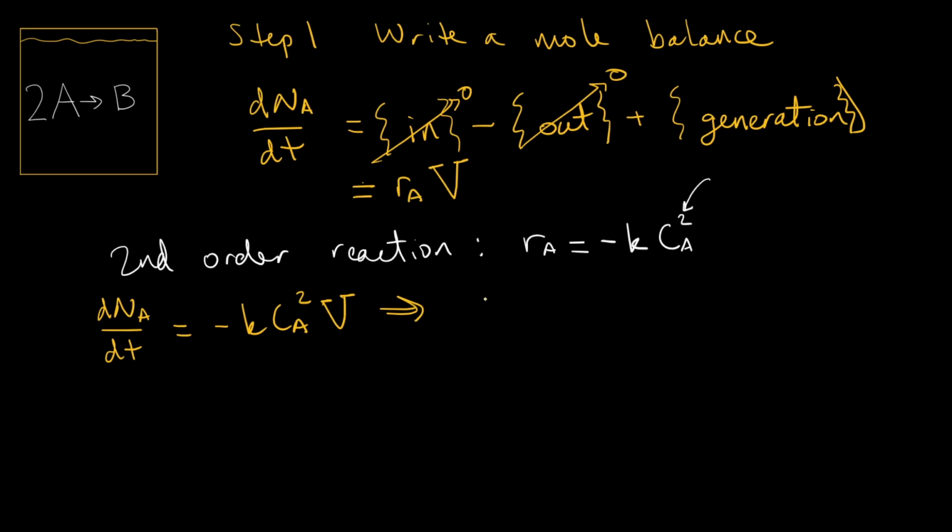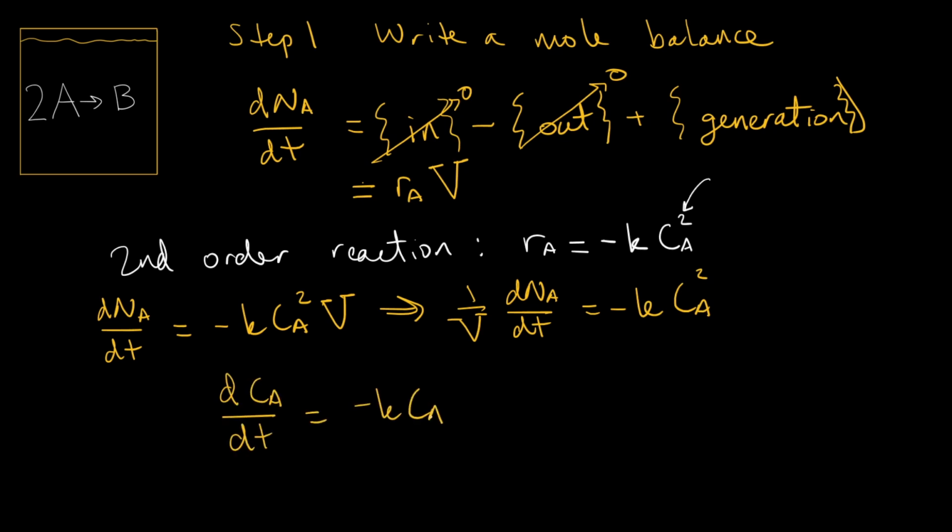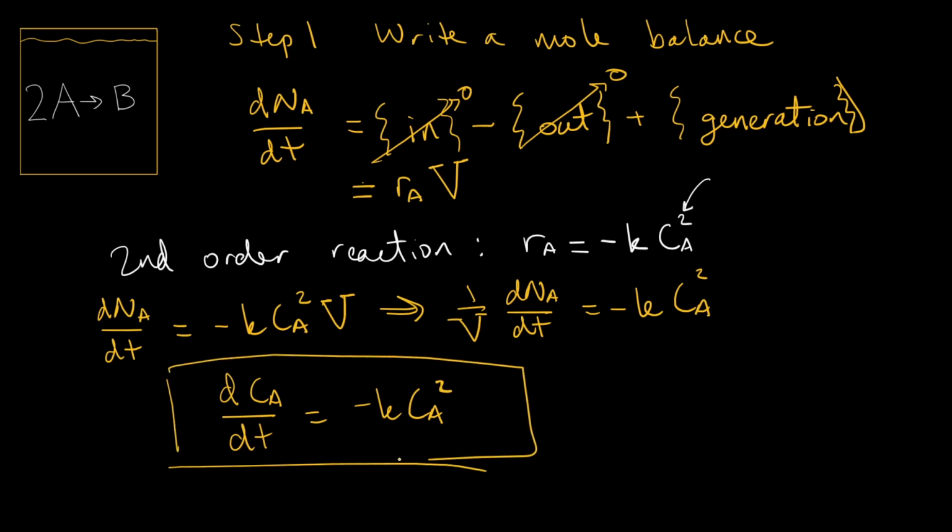We can rewrite this equation all in terms of concentration by moving this volume term to the other side of the equation. So that becomes 1 over V dN_A/dt is equal to minus k C_A squared. And if we bring this V inside this differential, this will turn into dC_A/dt is equal to minus k C_A squared. Here is our starting point, our differential equation that we got from the mole balance. I'll point out that we were able to do this maneuver, bringing our volume inside of the differential equation, because we assumed our batch reactor has a constant volume.